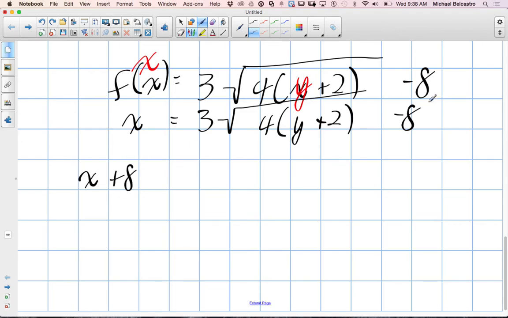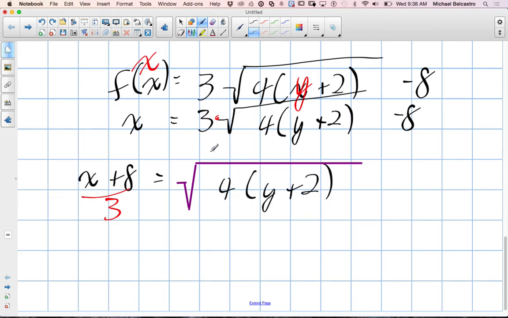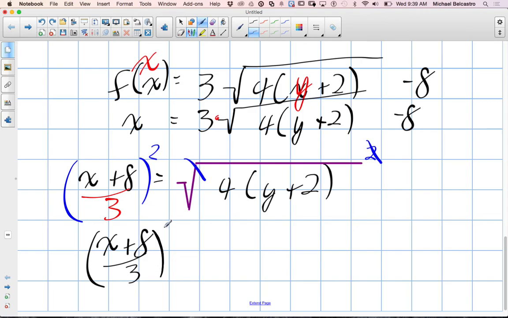So now the d value is the opposite of whatever the c was, is equal to, and I can move the 3 over in the same step. Because there's multiplication, we divide by 3. So we're now just left with the square root of 4 times y plus 2. This is where we stopped when we talked about doing the inverse of the function. Because this is rooted, we have to square both sides. So these cancel out, and this now becomes a function that is squared. So you have x plus 8 divided by 3, squared, is equal to 4 times y plus 2.